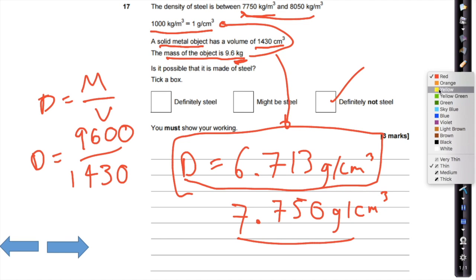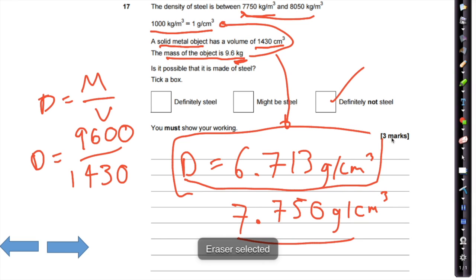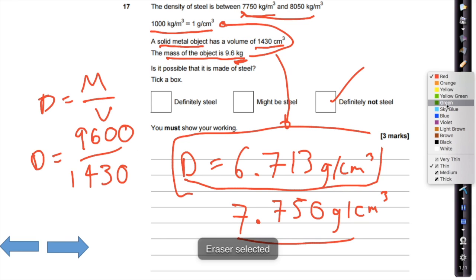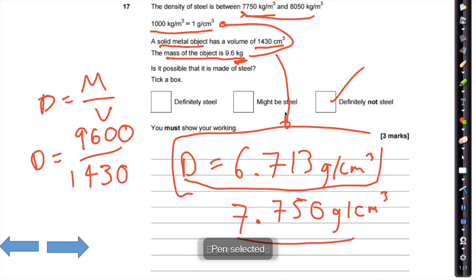And the breakdown of the marks here, if I just show you there's 3 marks. The breakdown of the marks here are, for just writing 9,600, that's 1 mark. So all you have to do is say, well, that's that in kilograms, so that's going to be 9,600 grams.